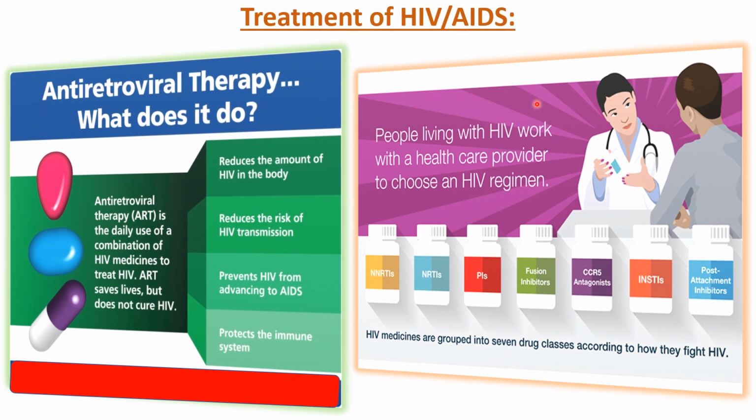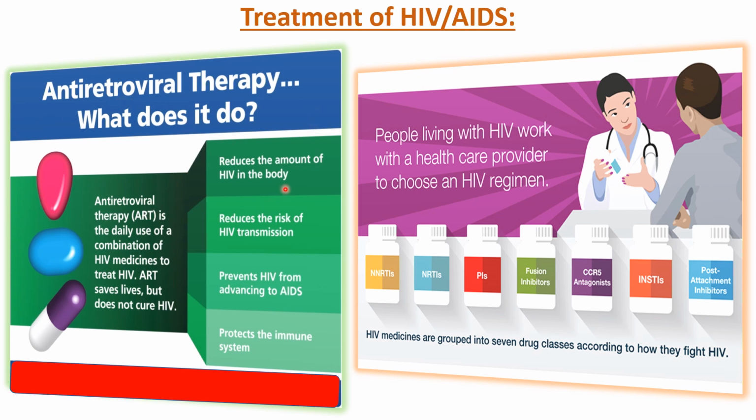Then how to treat the human immunodeficiency virus or acquired immunodeficiency syndrome? There is a better option, that is to go for antiretroviral therapy. What is antiretroviral therapy? The use of a combination of HIV medicines to treat HIV is nothing but antiretroviral therapy. Here, HIV infected persons do not rely on any particular medicine. Instead of taking a single medicine, they go for a combination of medicines. That type of therapy is called antiretroviral therapy.